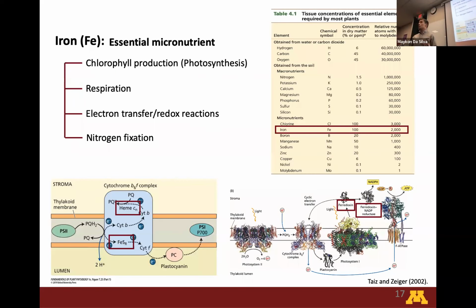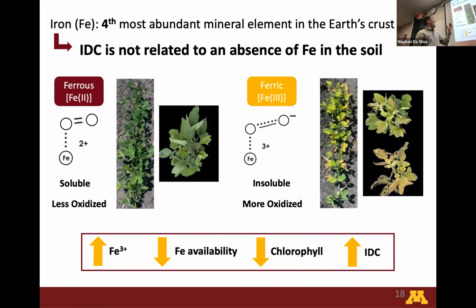So iron is an essential micronutrient and one of the most required ones, as we can see in table 4.1 from Tyson-Siger. And iron is needed for several plant processes such as chlorophyll production, respiration, electron transfer, and nitrogen fixation, as shown in these other images at the bottom of this slide. So iron is a cofactor for several plant processes. However, iron is the 4th most abundant mineral element in the Earth's crust. What does it mean? It means that IDC is not related to an absence of iron in the soil.